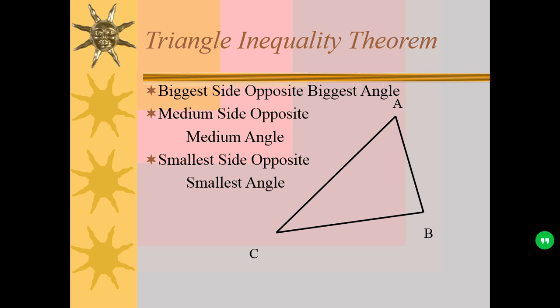All right. The triangle inequality theorem also tells us that when you have a triangle, the length of the sides will match up with the size of the angles. So the biggest side is going to be opposite the biggest angle. The middle side is going to be opposite the middle angle, and then the smallest side is going to be opposite the smallest angle.